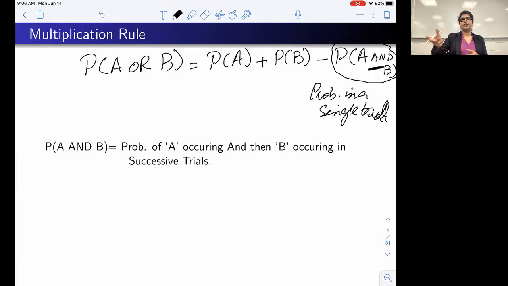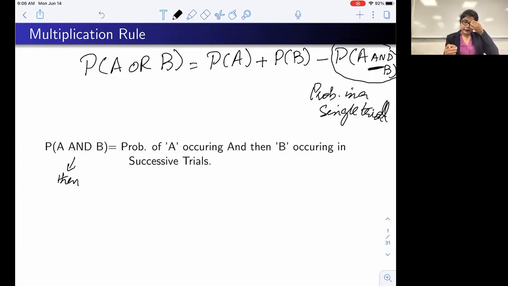if you are doing it in a single trial, then it cannot happen at the same time. But yes, when you do it twice, the probability of selecting a 3 from rolling a die, and then you roll another time, which is the probability of a 5, then it can happen when you do successive trials. When you do multiple trials, then it can happen. So this is what we will discuss now: the probability of event A and then B. It means that after A, we are going to do another experiment, B.